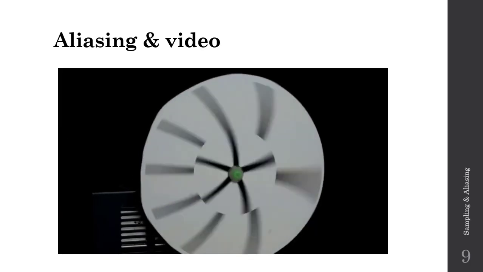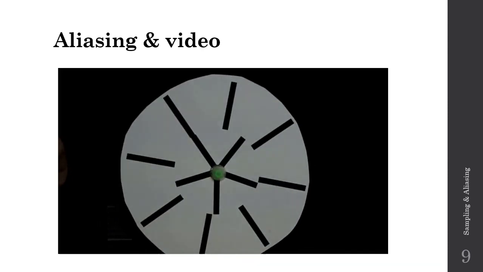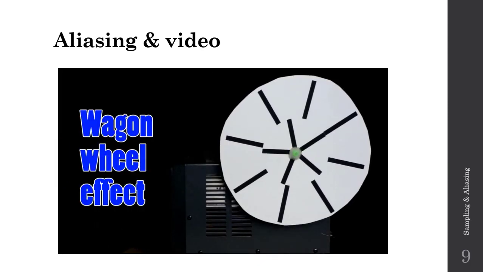Of course, with the wagon wheel effect you see in the video, it's not the lights that are oscillating as you drive down the road, it's the frame rate of the camera.